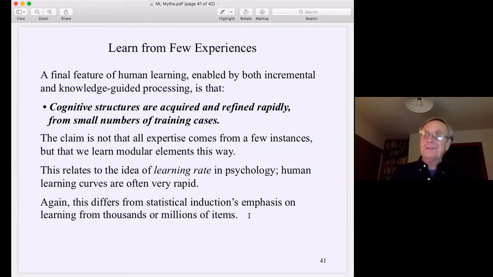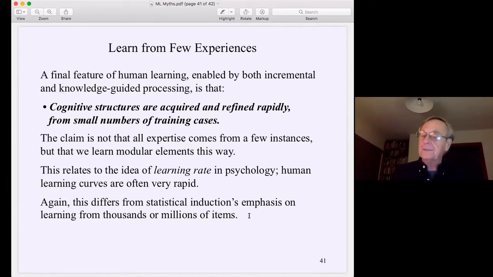Now, it doesn't mean that we acquire everything from a few instances, right? I'm saying that we can learn new cognitive structures from one or a few training cases. And then, of course, if we're trying to learn something else, something new, we'll need something different, right? In a different part of the instance space.